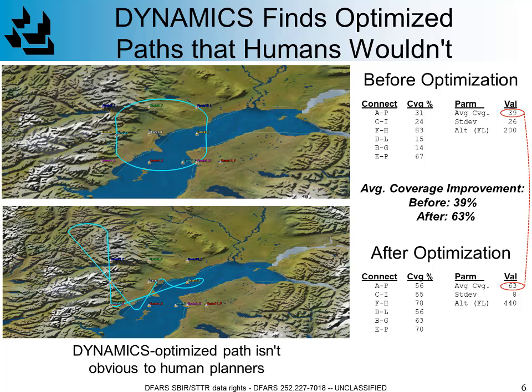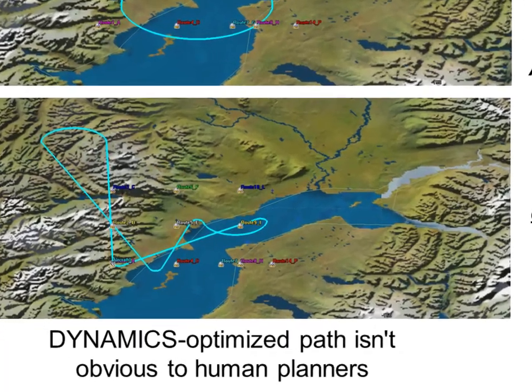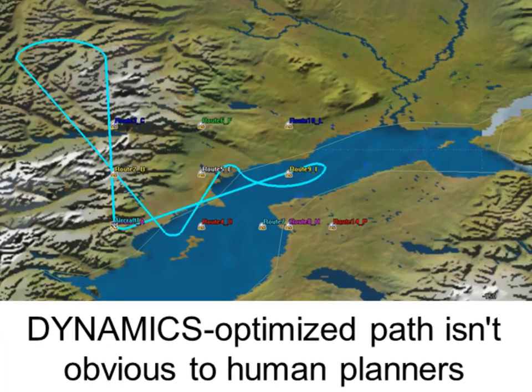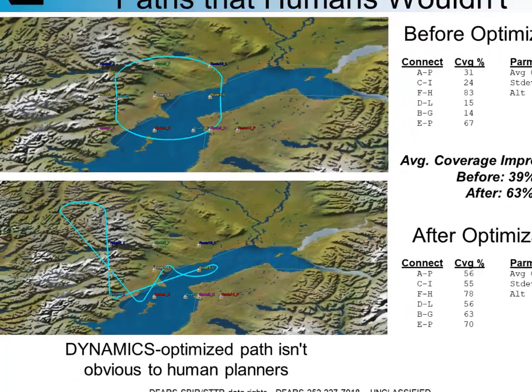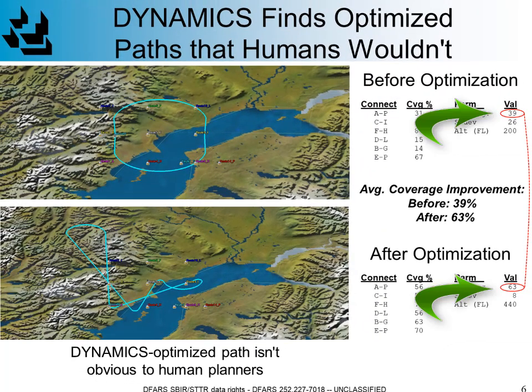This scenario allows for more variables in the flight path with 6 waypoints in the orbit. The optimized orbit is a complex but flyable one, and it again improves coverage for all users over an orbit that is just centered geographically over them. No human planner would have come up with this orbit on their own. It takes a system like Dynamics to do it.